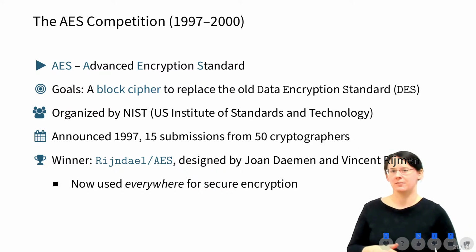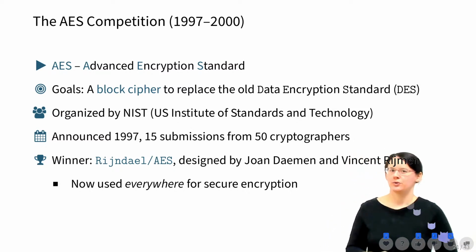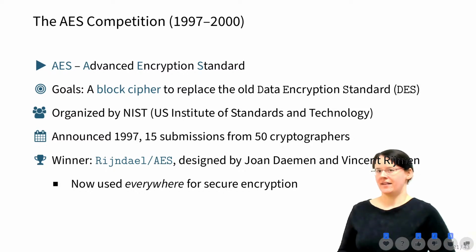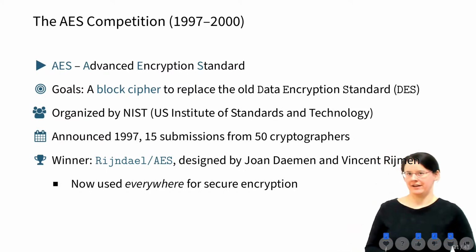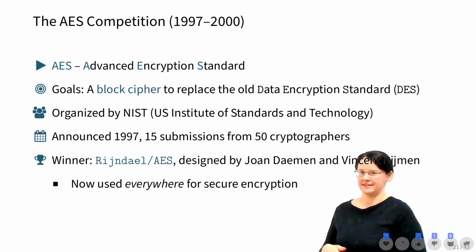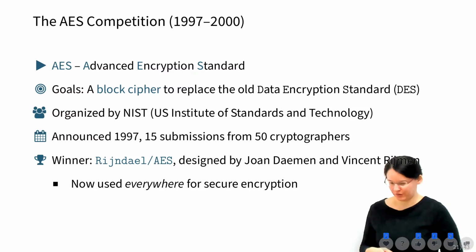So they announced this competition in 1997, and they asked cryptographers all over the world to hand in their candidate designs for the new standard. And at the time, they received 15 submissions with contributions from a total of 50 cryptographers. And then these candidate submissions were evaluated for years. So the whole process took between 1997 and 2000. And they were evaluated for all kinds of things.